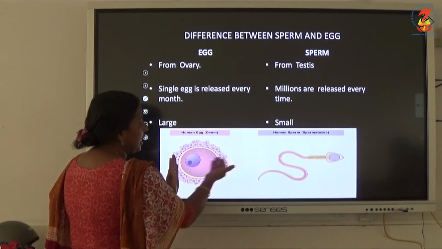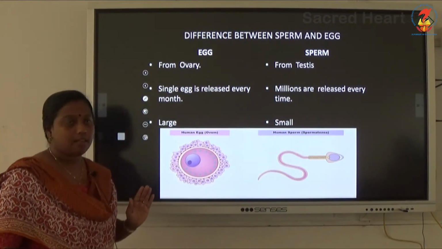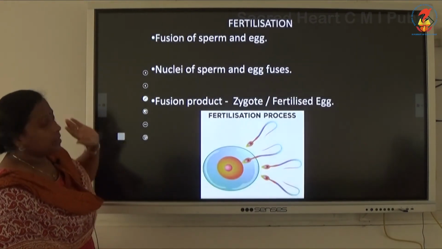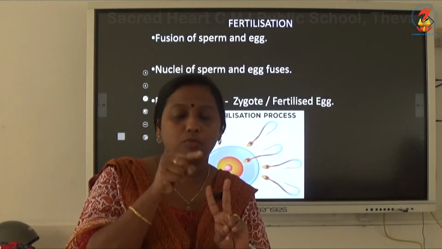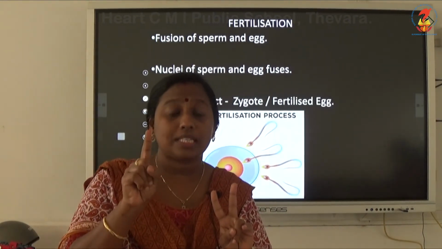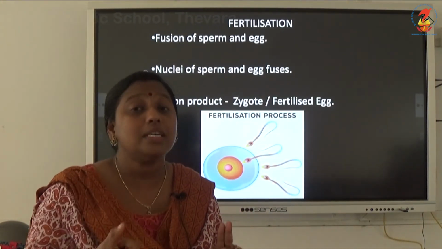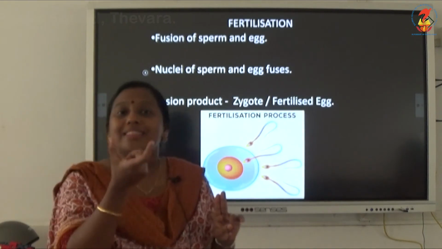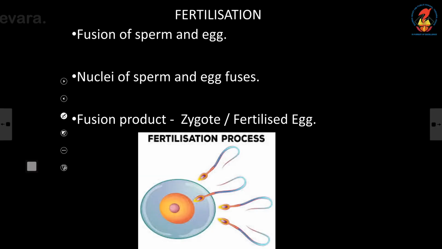Now, this is a glimpse of the diagram of an egg and a human sperm, which we have already studied in detail. Is that clear? Now you studied what is a sperm and what is an egg. And in the first video, we studied one process: the sperm and egg fuse together to form a zygote, isn't it? That process of fusion of a sperm and an egg is called fertilization. So, what is fertilization? It is the fusion of a sperm with an egg.